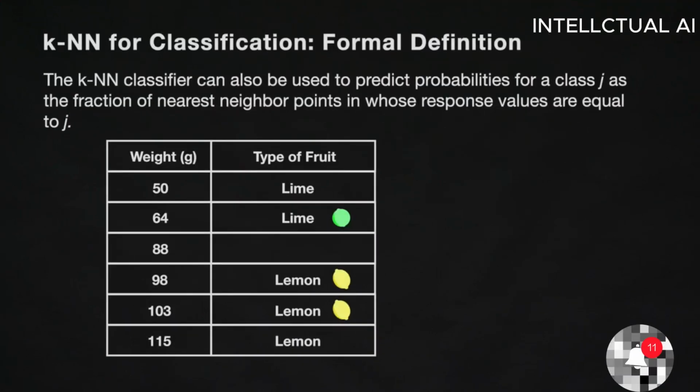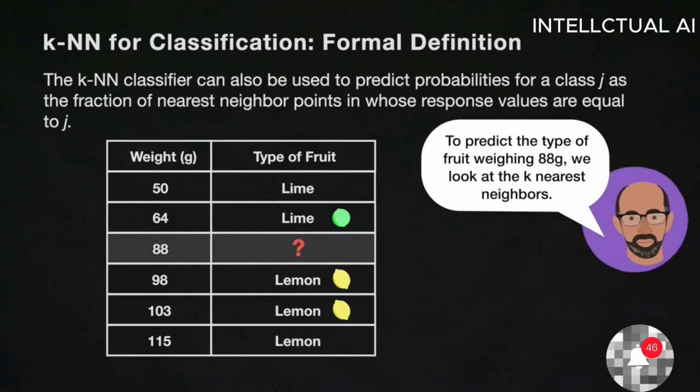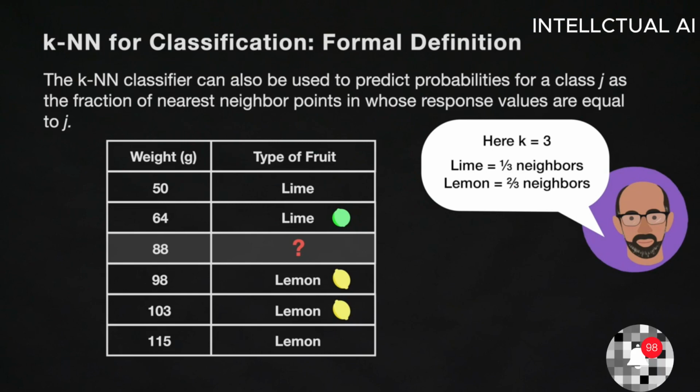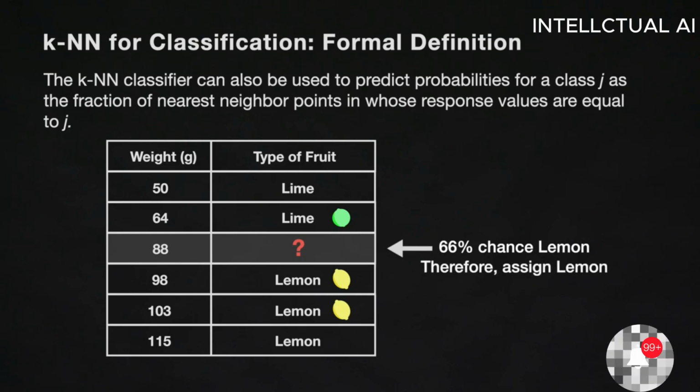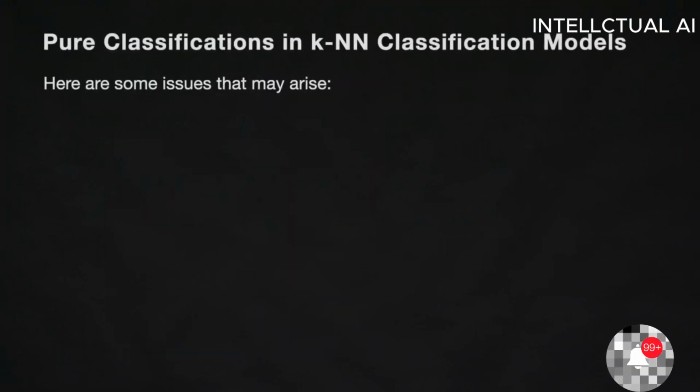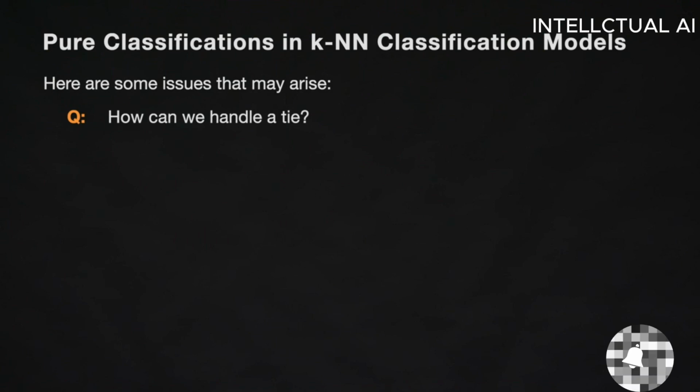The KNN classifier can also be used to predict probabilities for a class J, as the fraction of the nearest neighbors whose response value is J. There are some issues that may arise. How can we handle a tie? We just flip a coin.